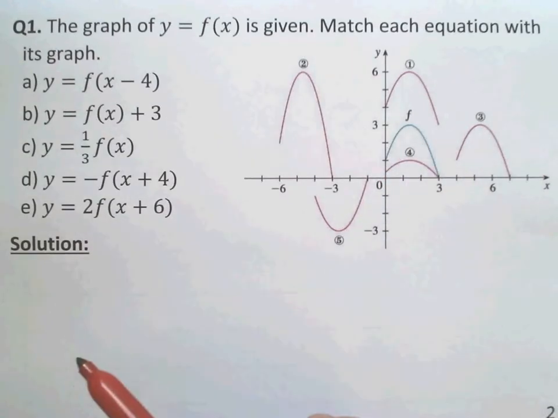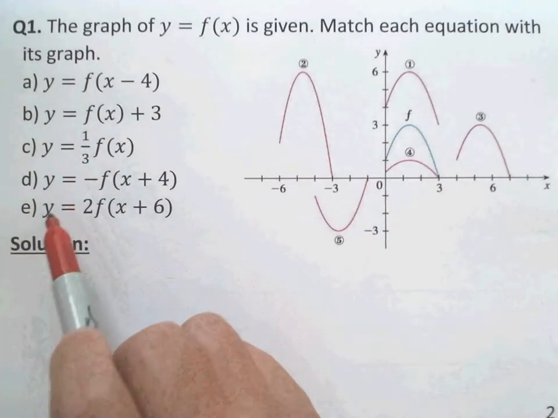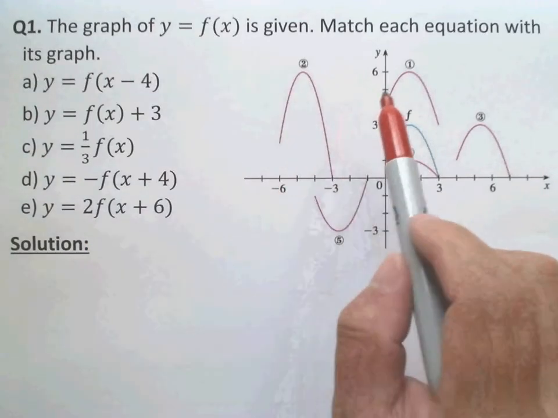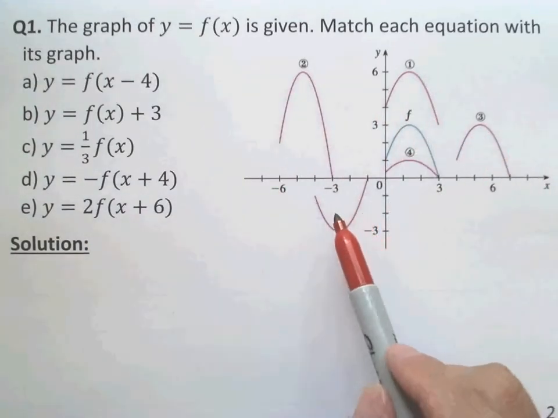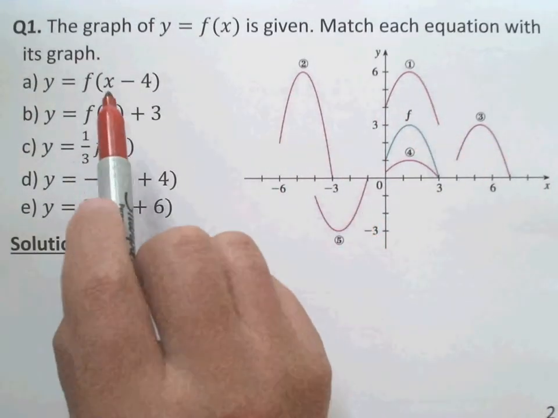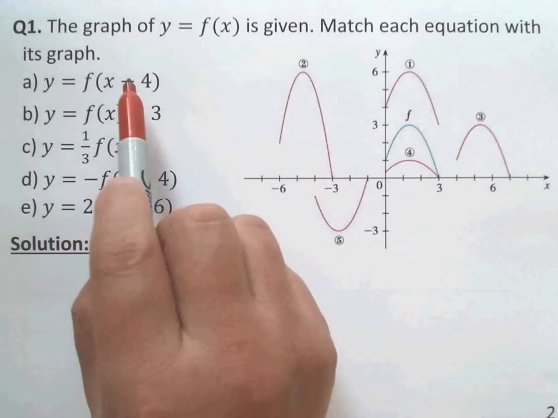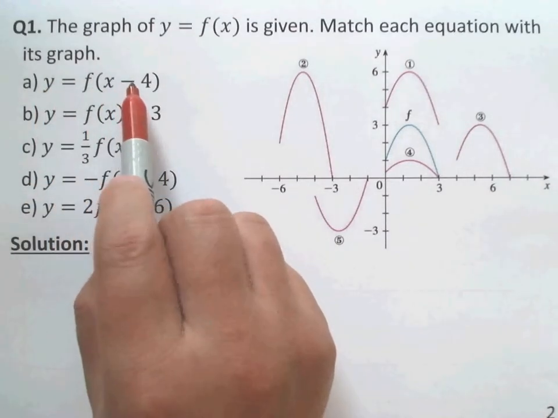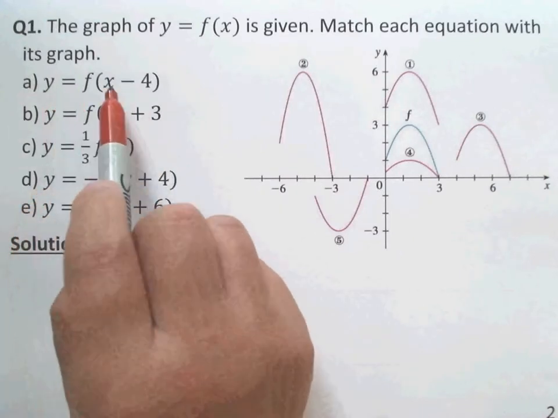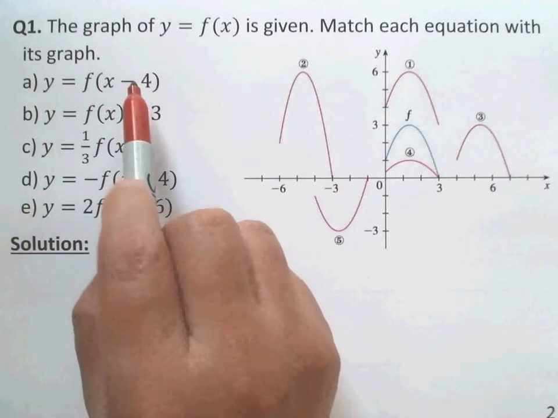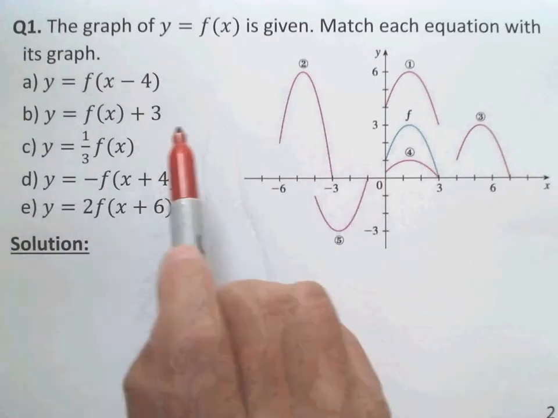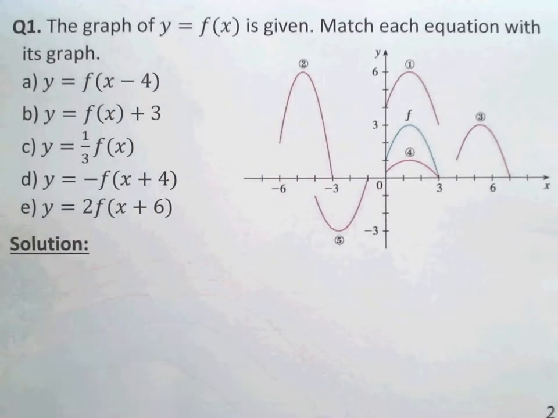So a, b, c, d, e: you need to match them to 1, 2, 3, 4, 5. How to match? One by one. Look at the first function, y equals f(x minus 1). All you need to do is look back at the definition. x goes to x minus 1: is it shift left or shift right? Right. Don't make a mistake.